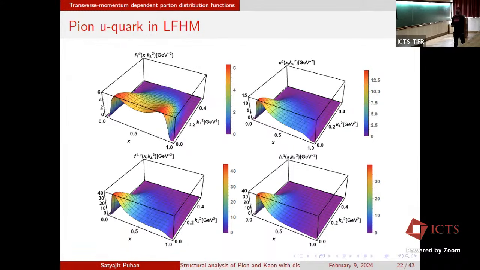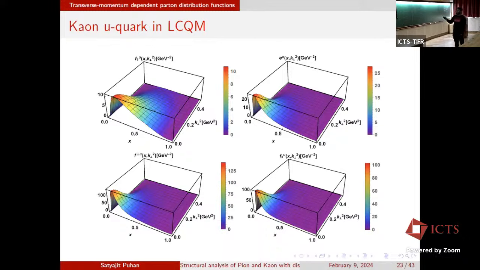This is the pion u quark in the light-front holographic model. There are two peaks formed due to the combination of nz equal to 0 state and nz equal to 1 state. Similar behavior you can see for EQ x, F perp x, and F3 x due to the factor of 1 by x squared in higher twist TMDs.